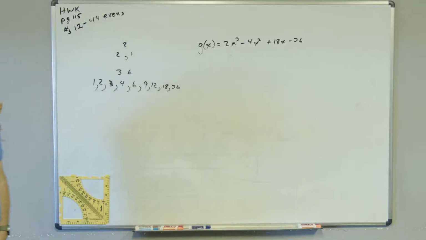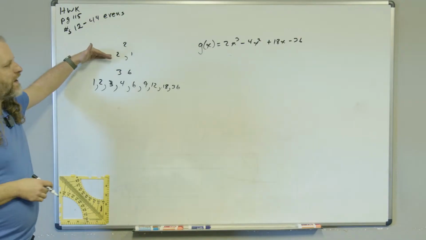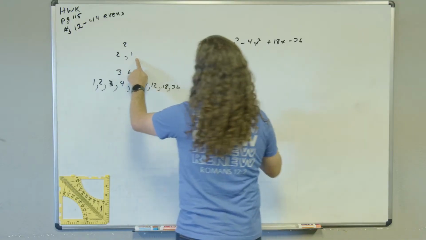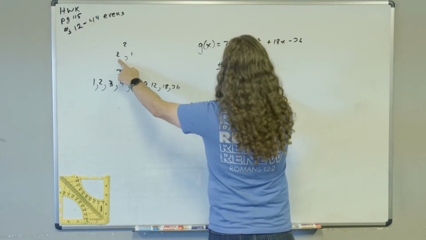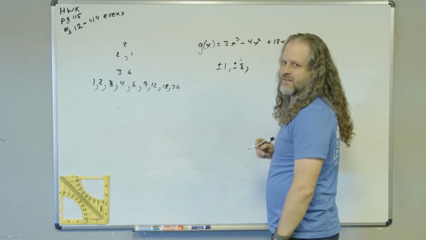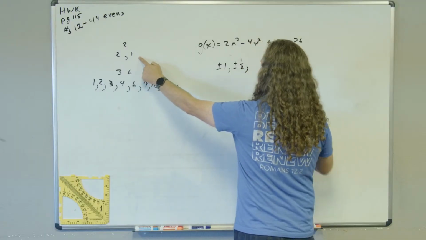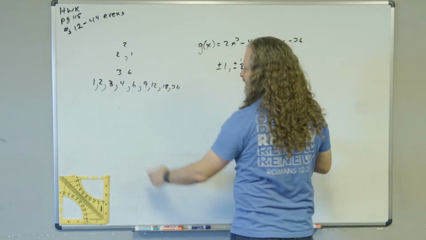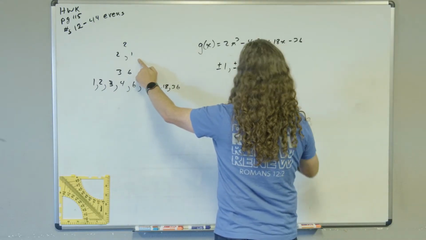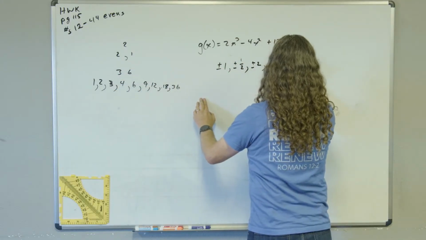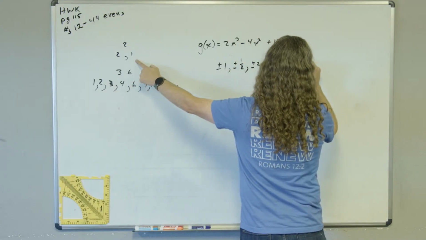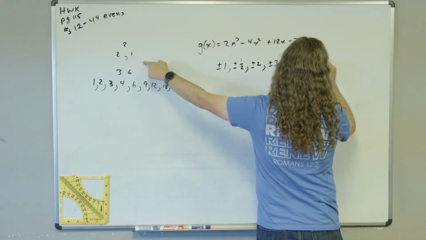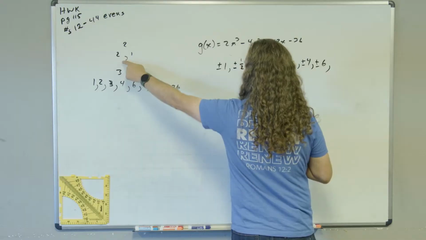So to list all possible rational zeros, it is all of these over all of these. 1 divided by 1 is 1, so plus or minus 1. 1 divided by 2 is 1/2, so plus or minus 1/2. 2 divided by 1 is 2. 2 divided by 2 is 1, we've already got that. 3 divided by 1 is 3. 3 divided by 2 is 3/2. 4 divided by 1 is 4. 4 divided by 2 is 2, we've got that already. 6 divided by 1 is 6. 6 divided by 2 is 3, we've got that already.